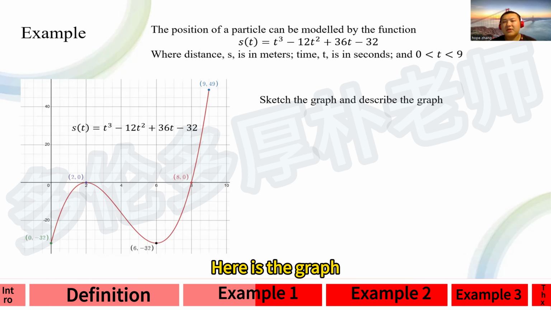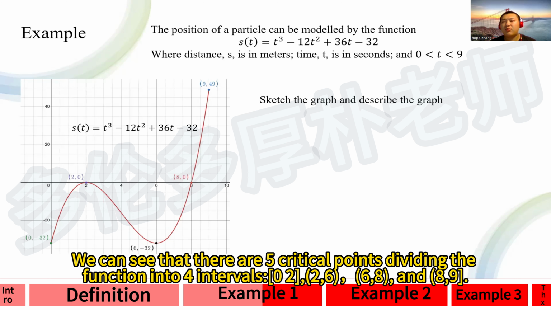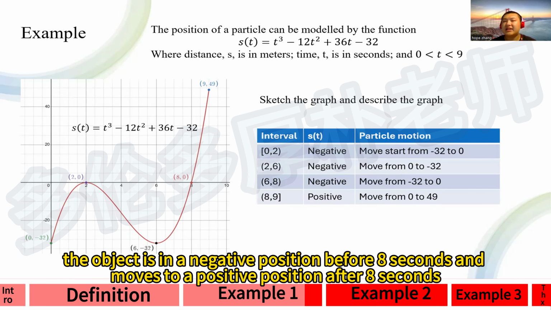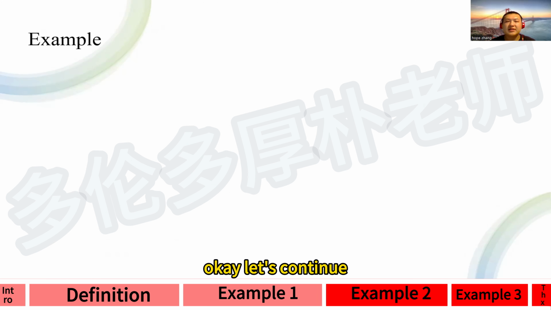So here's the graph. We can see that there are 5 critical points dividing the function into 4 different intervals that are 0 to 2, 2 to 6, 6 to 8, and 8 to 9. According to the graph, the object is in the negative position before 8 seconds and moving to the positive position after 8 seconds.